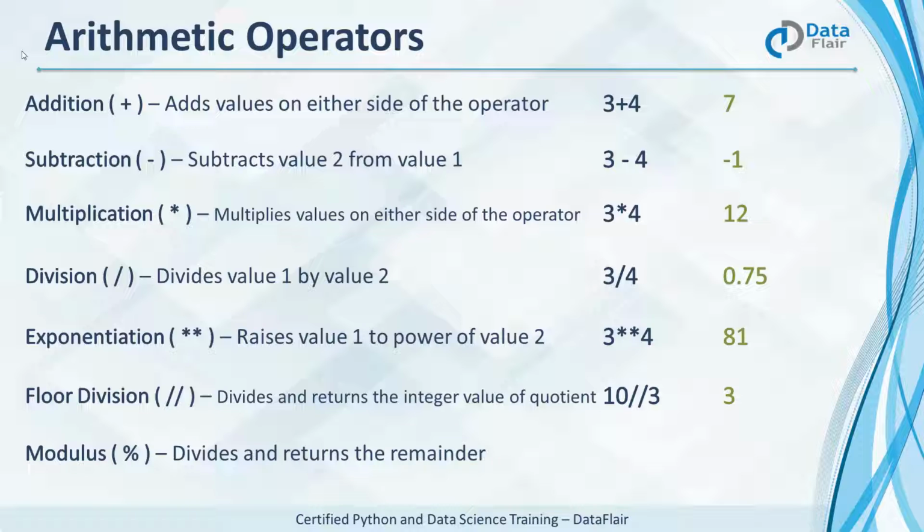Finally, the operator for modulus is the percentage sign. It divides and returns the remainder. 10 mod 3 and 10.5 mod 3. 3 perfectly divides 9 and the remainder is 1. 3 perfectly divides 9 and the remainder is 1.5.